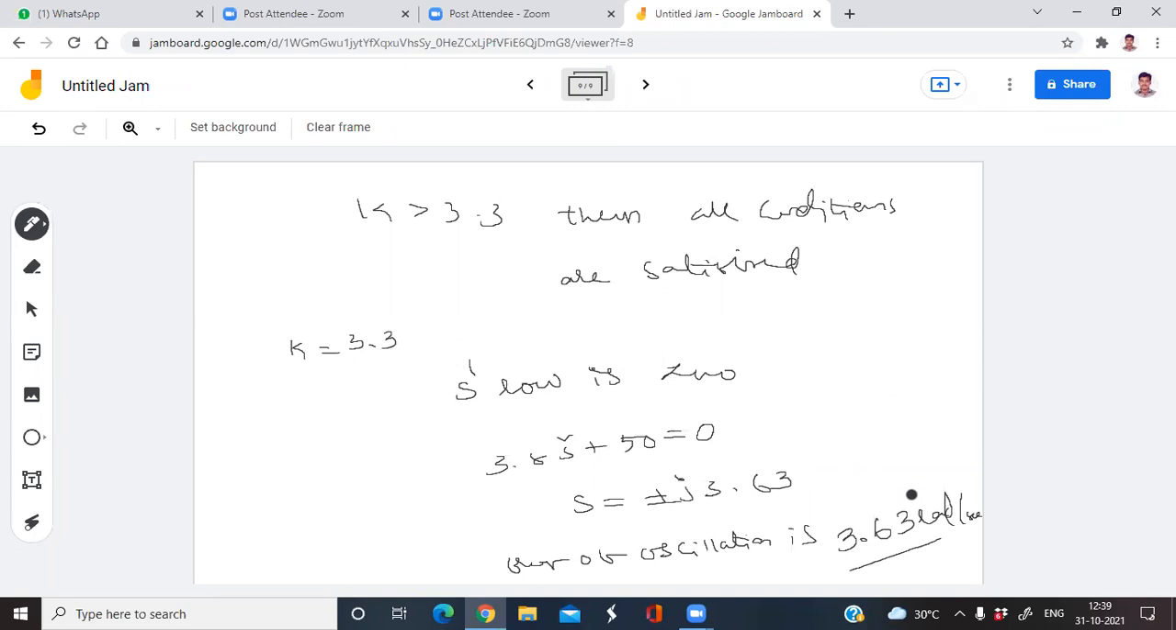So you have to find the range of k and you have to substitute one value for k. By substituting the k value, you have to get the entire row equal to 0. Whenever the entire row is equal to 0, you have to write the auxiliary equation. From the auxiliary equation, you have to find the root for s. Definitely, you will get the imaginary root. From that, you will write the frequency of oscillation. This is the procedure you have to remember in order to find the frequency of oscillation.